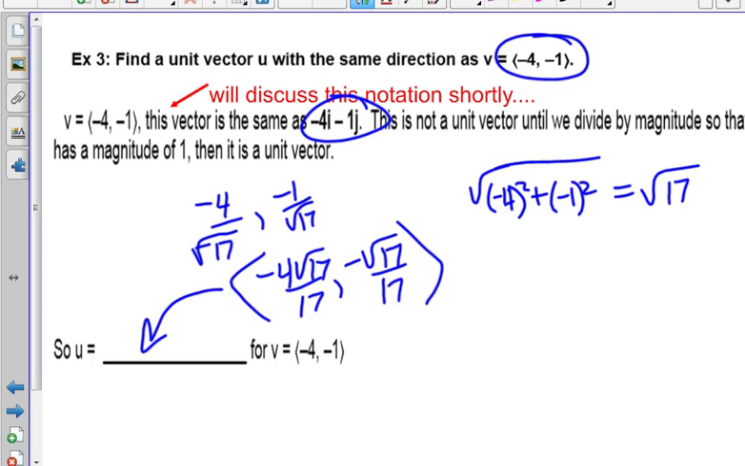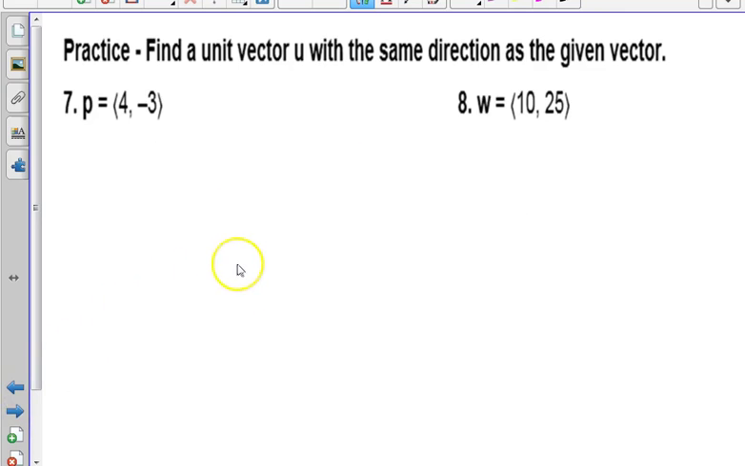As I may have mentioned a minute ago, it's not on the quiz. I didn't put unit vector on the quiz, okay? But let's just do one more easy one.